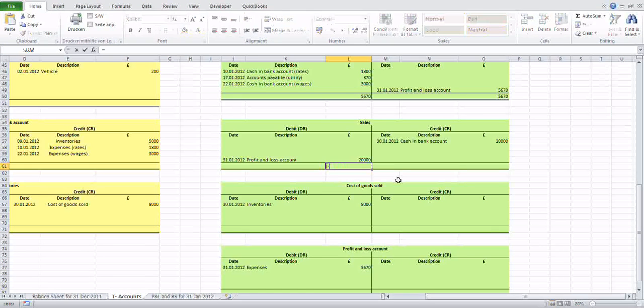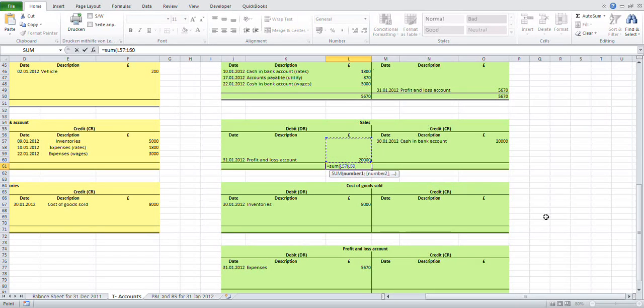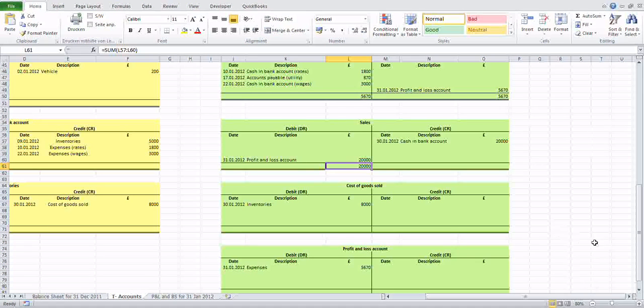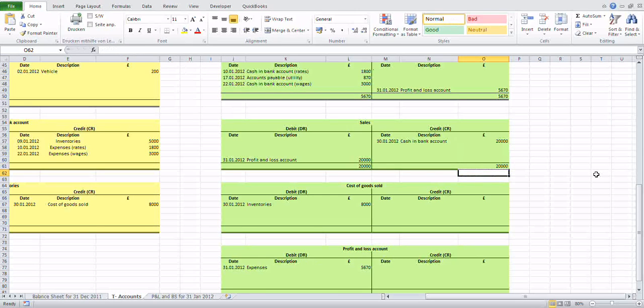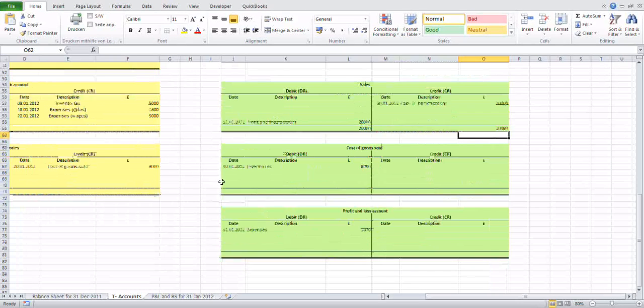Now we balance the accounts just as we did with the expenses. We select the sum of this side, 20,000. And we go to the other side, credit side, sum of the credit side, also 20,000. So you see there should be a pattern emerging, but don't worry, we'll do this a few more times.